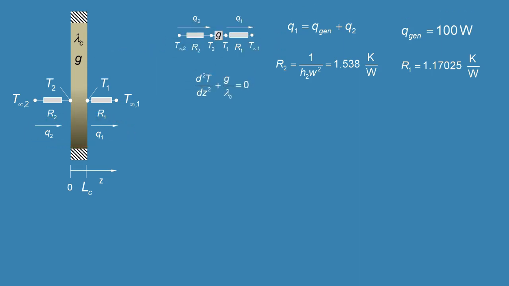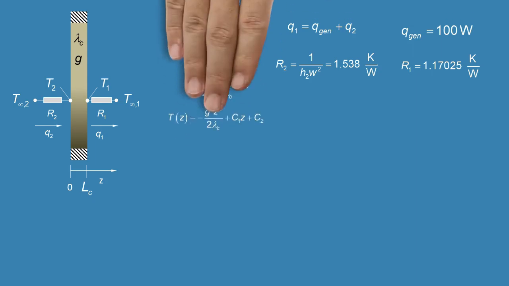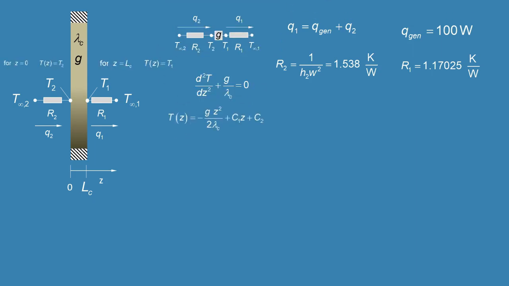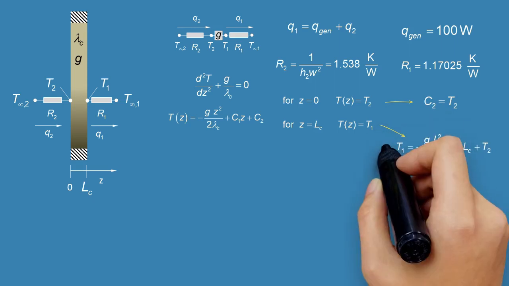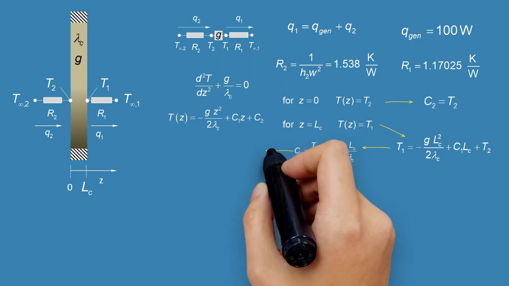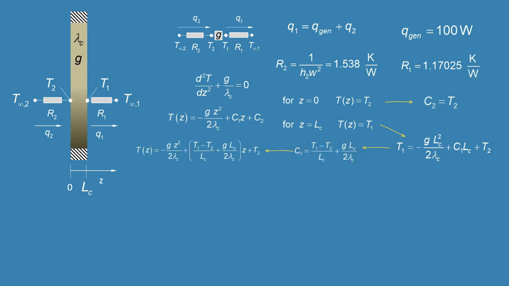The diffusion equation for the chip with internal heat generation can be integrated twice. The boundary conditions are the temperatures at both sides. C2 is the temperature for z equal to 0. With the second boundary condition we can find C1 and, finally, the temperature distribution. And from the temperature distribution, the expression of the temperature derivative.